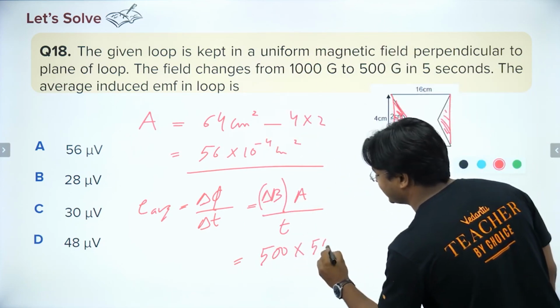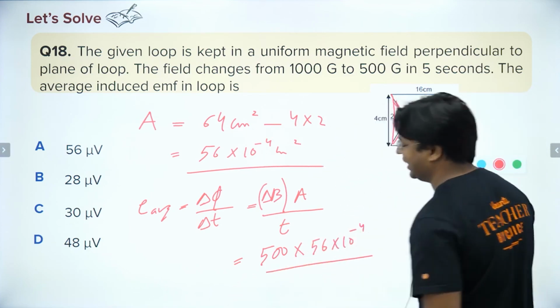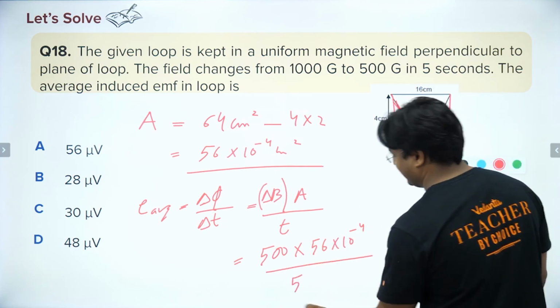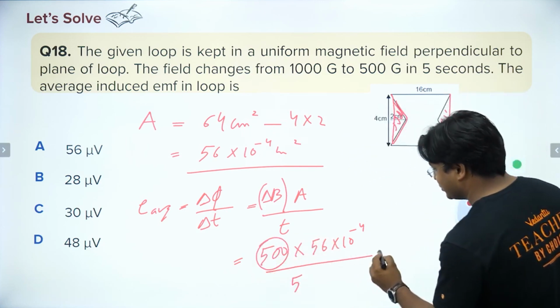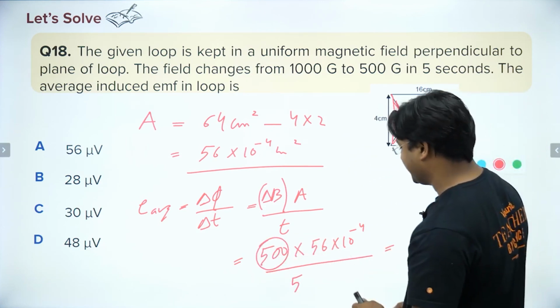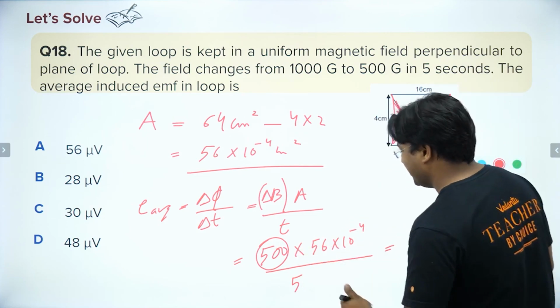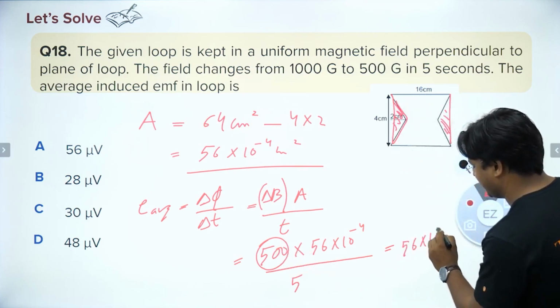Into area. Area is 56 into 10 raised to power minus 4, divided by the time taken. Time is how much? Time is 5 seconds. So the unit here is Gauss, 500 Gauss. So what do we end up getting? Am I doing things correctly? Yeah, we end up getting this as 100. So it's actually 56 into 10 raised to power minus 2.